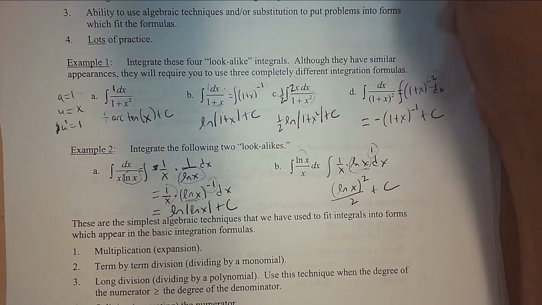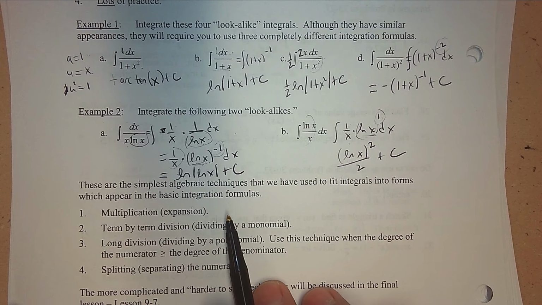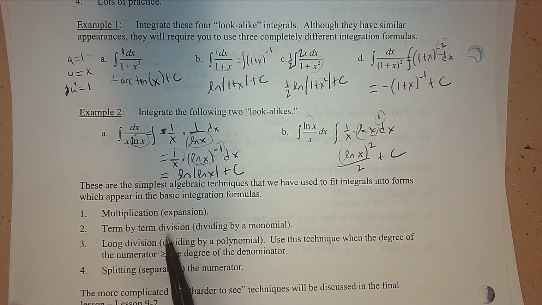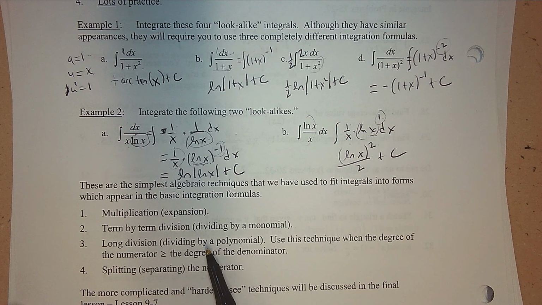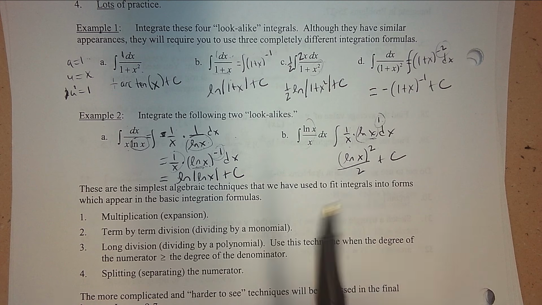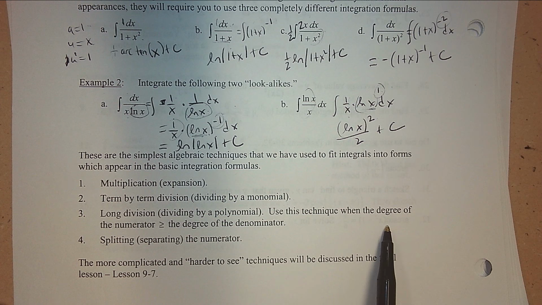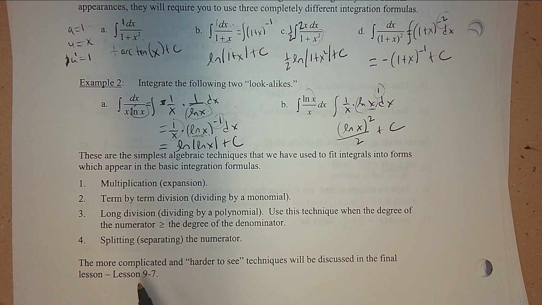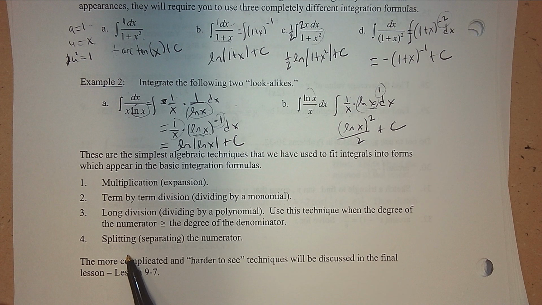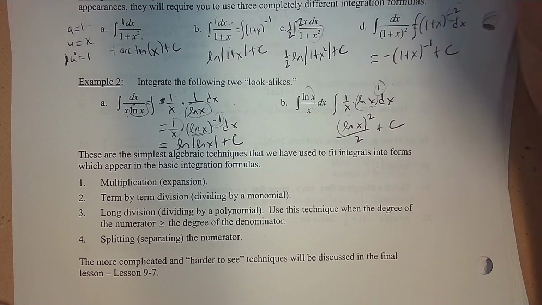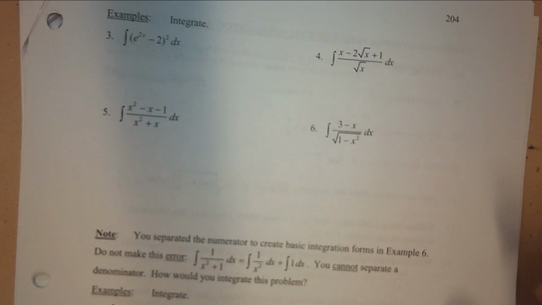All right, these are the simplest algebraic techniques that we have used to fit integrals into forms which appear in the basic integration formulas. So we've expanded things. We've done division by a monomial, dividing, long division to be able to separate things. That's when the numerator has a degree that's the same or more. There it is. The degree of the numerator is the same or more. Or by splitting or separating the numerator. Now, the more complicated, harder to see techniques will be discussed in the final lesson of 9-7. I bet you can't wait. So, here are some examples again to practice.